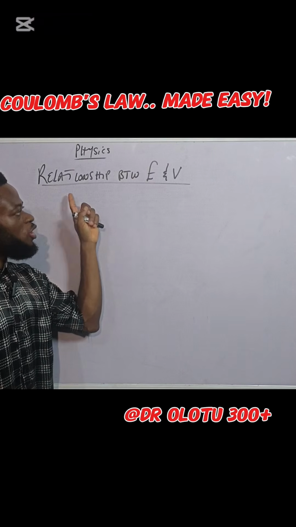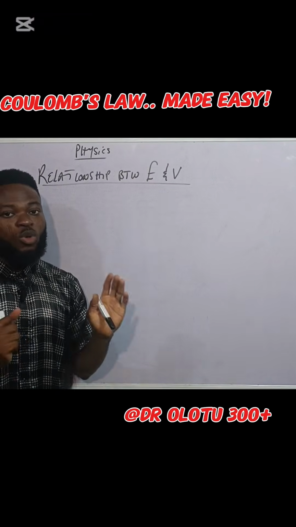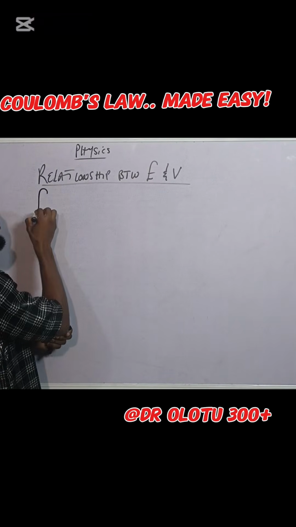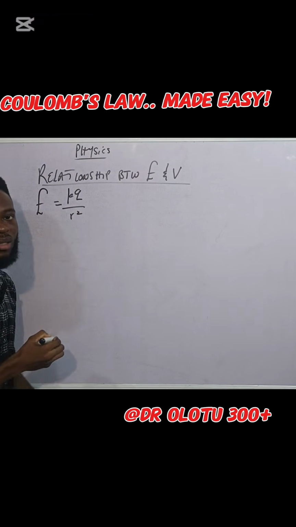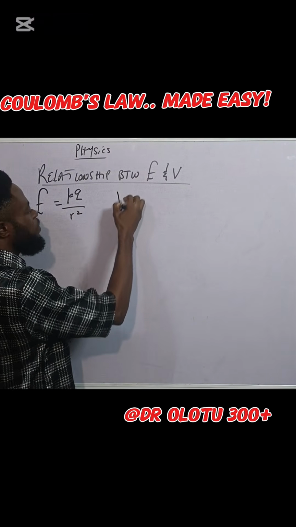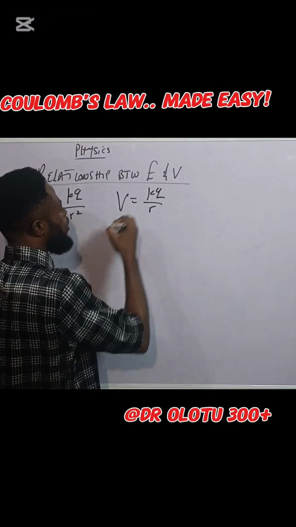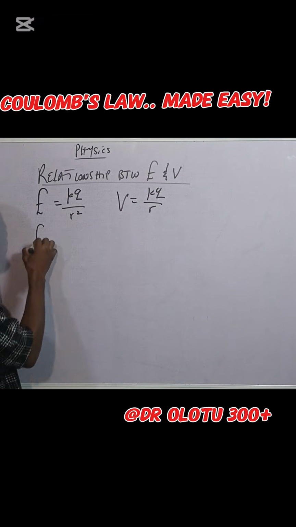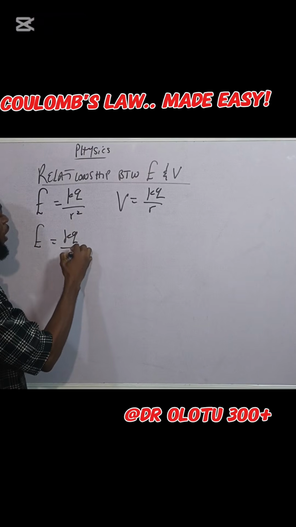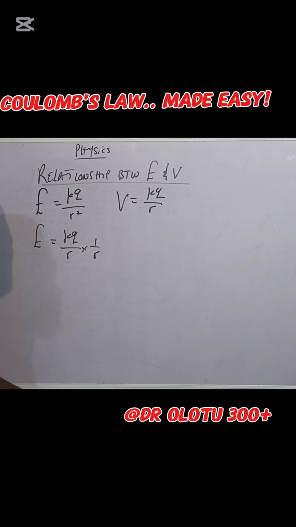Okay, for the relationship between E and V, see what you are going to do. Recall that E is KQ over R square, right? I'm sure you remember this. And we said V is KQ over R. If E is KQ over R square, we can say E is KQ over R times 1 over R, right?